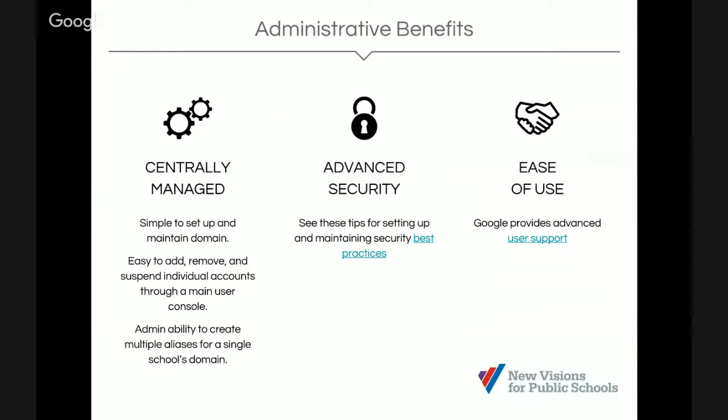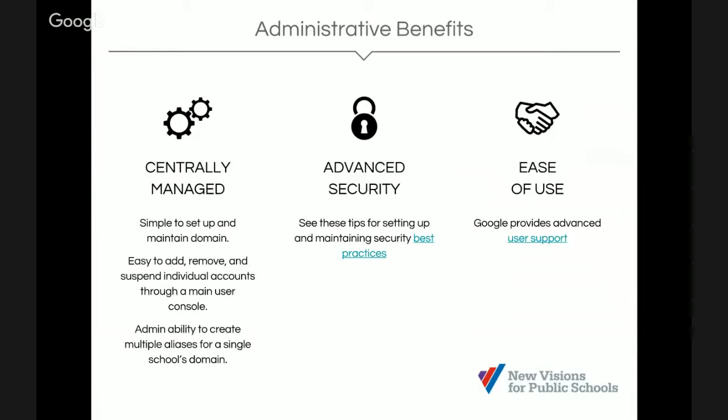There's also advanced security and ease of use. Google provides advanced user support, especially if you're working on a Google Apps for Education domain. I'll show you when we take a look at the admin console. There's a 1-800 number that you can call at any time, and Google is available to help you with any questions you may have. They get back to you very quickly, either over phone or through email, and they're extremely responsive.